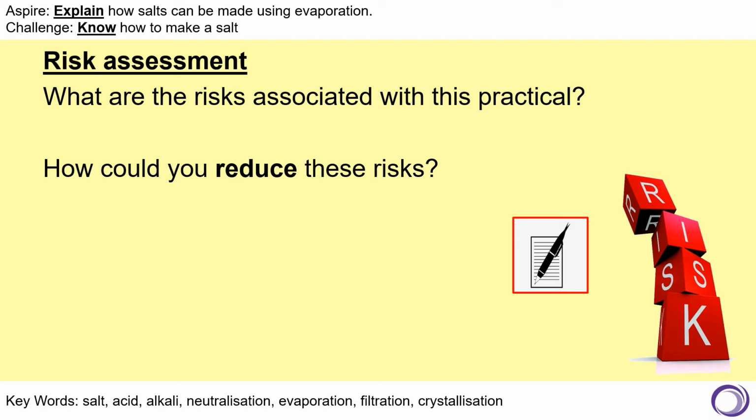If you think about it, we're using a Bunsen burner, we're using acids. So all of the things that you can think about, I'd like you to write them down for me, and also think about how we can reduce the risks, not forgetting that we're using glassware. I'm going to give you 3 minutes to write down what the risks associated with the practical are and how you can reduce them. Off you go.